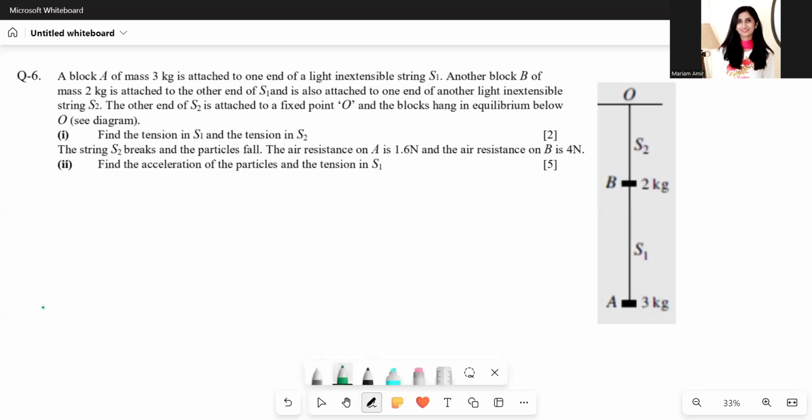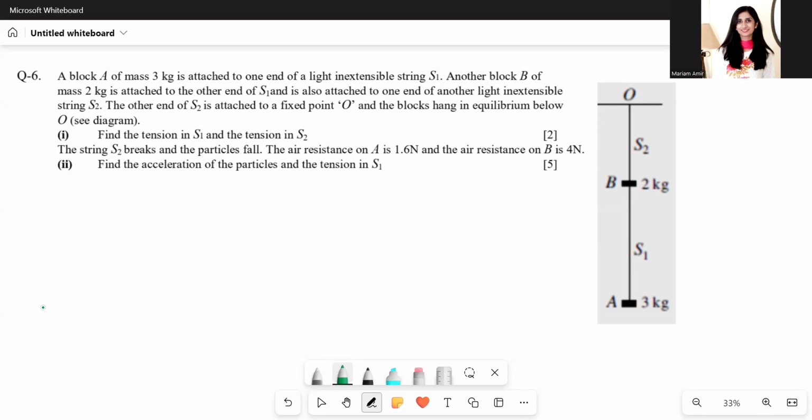Question number 6. A block A of mass 3 kg is attached to one end of a light inextensible string S1. Another block B of mass 2 kg is attached to the other end of the string S1 and is also attached to one end of another light inextensible string S2.